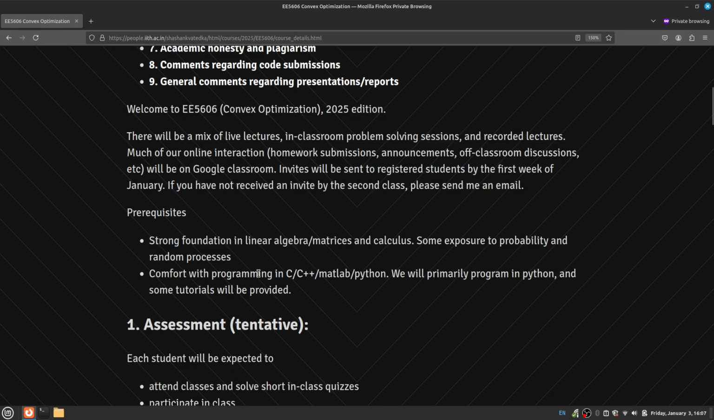Right? But what will be necessary is some comfort with programming. We will be doing a fair bit of programming and there will be programming assignments. It's good if you already know some Python programming, but the language is not so important. You can pick it up as we go along. But certainly comfort with programming is a must.